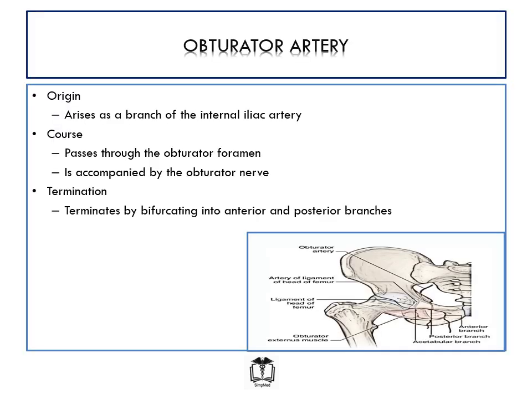The second important artery of the thigh is the obturator artery. This originates from the internal iliac, similar to the superior gluteal and inferior gluteal. The obturator artery also originates from the internal iliac artery. It passes through the obturator foramen, hence the name obturator, and from the obturator foramen it enters into the thigh, accompanied by the obturator nerve. It terminates by bifurcating into an anterior and posterior branch, and those branches supply structures around the thigh and also structures at the hip joint.